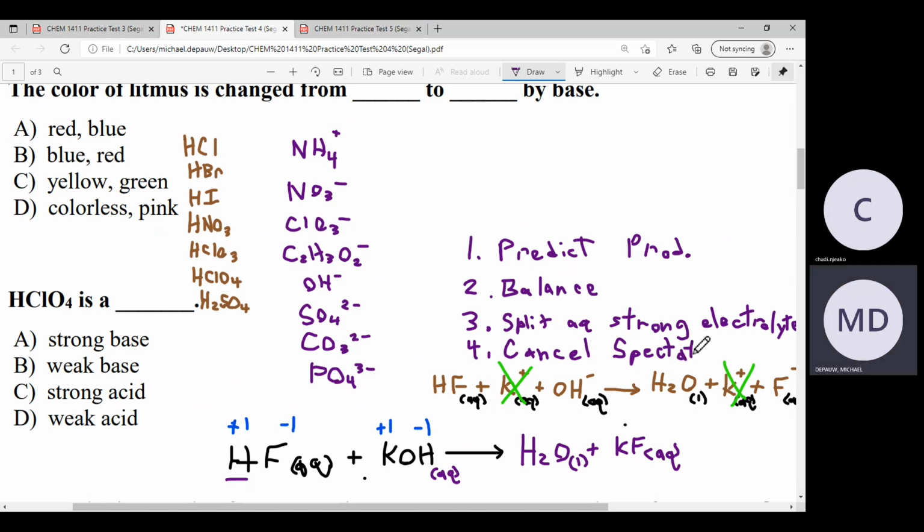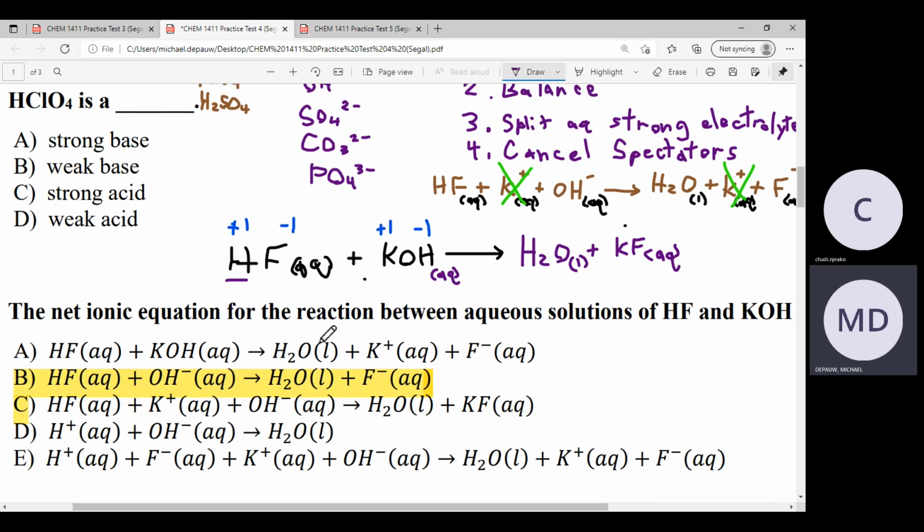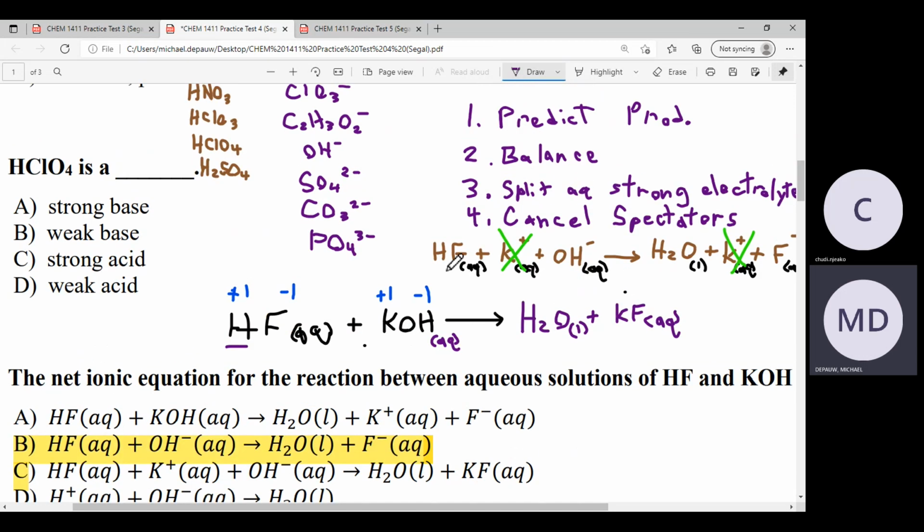Now, here's a bonus question for you. If I left the K plus in there, what type of equation would that be called? Close. It'd be called the complete ionic equation. So there's the molecular equation. The HF plus the KOH goes to form H2O and KF. And then you have your complete ionic equation with the K plus. And then if you cancel out those K pluses, then you have the net ionic equation.